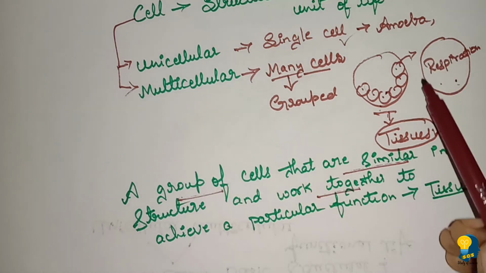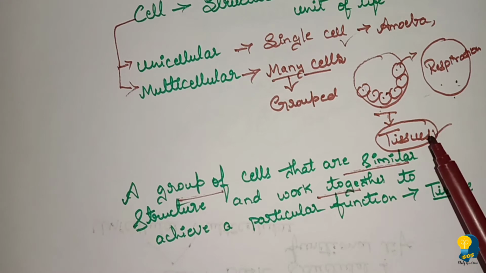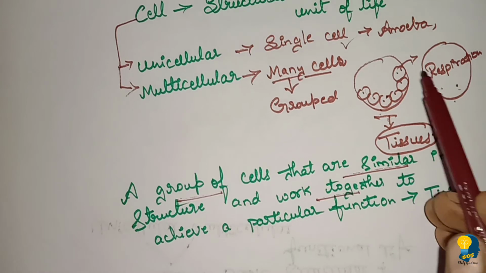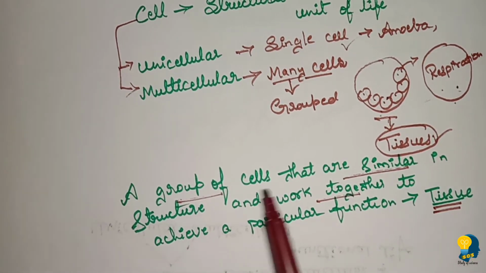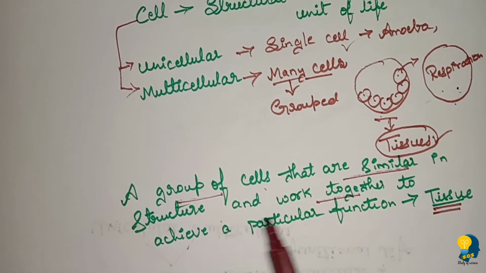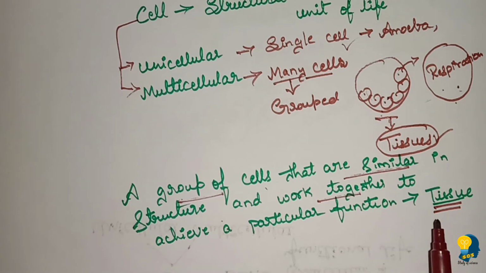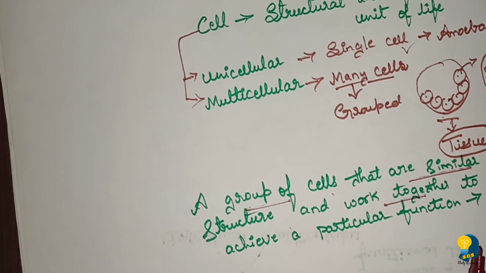So the group of cells, they have similar structure and they work together to achieve particular functions, as I told you, again, the digestion, respiration, and so on, right? So this set of functions is performed by the tissues. We can define the tissue as a group of cells that are similar in structure and work together to achieve a particular function. When we think about tissues, understand that living organisms are made up of cells, right? All the living organisms on the earth are completely made up of cells. So they consist of tissues.